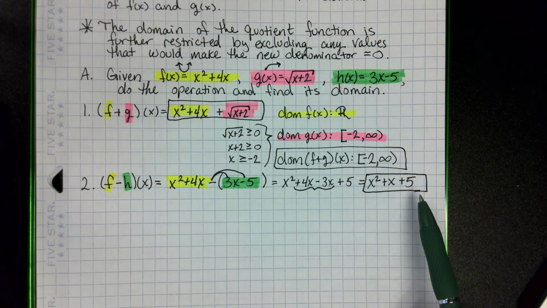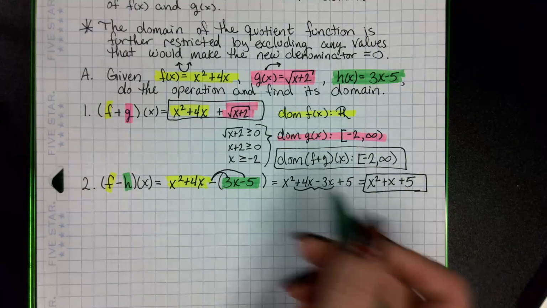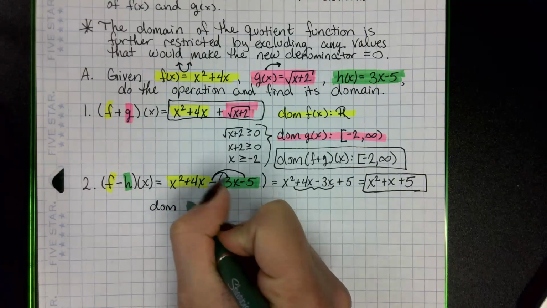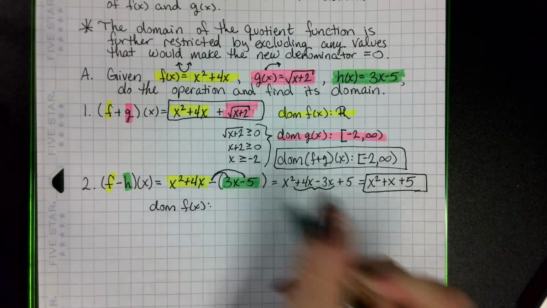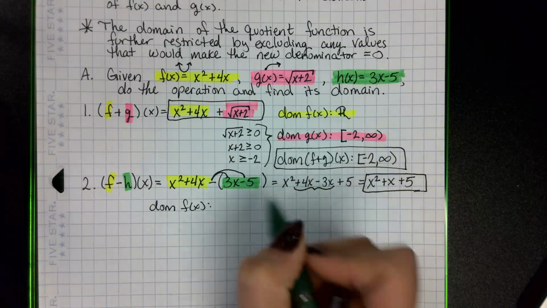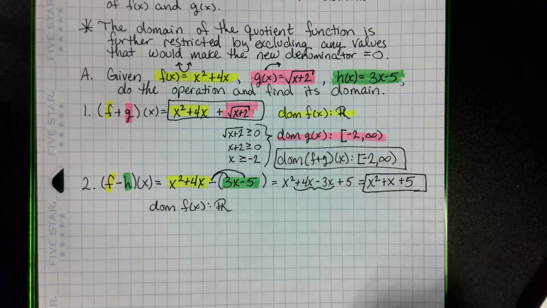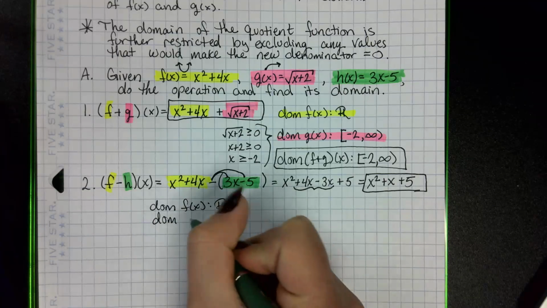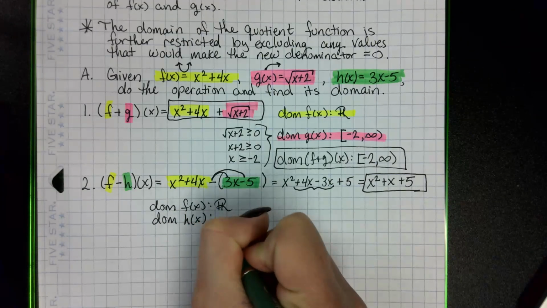And we still need to state the domain. So we need to look at the domain of f, which we've already done. It didn't change. Domain of f of x is all real numbers. And we need to look at the domain of h of x. We haven't looked at that one yet.